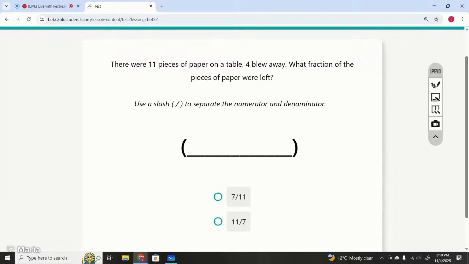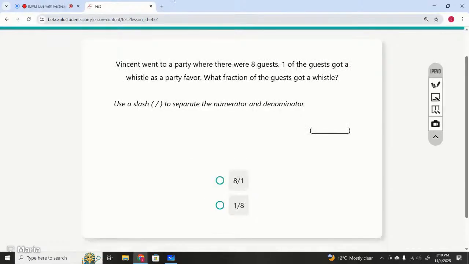There were 11 pieces of paper. Four flew away. What fraction of the papers were left? So four of them flew away, so they are left with seven. That is 7 out of 11. Option number 1 is the correct option. Okay, you can complete the lesson by yourself later today. Let me just move on to the next lesson.